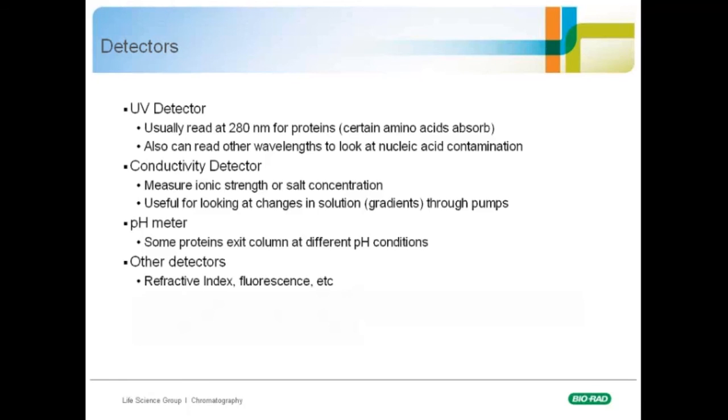If you're using pH in your experiments as some type of differentiator, you might want a pH meter, and that's something that you will often see online, most often after a UV detector. And some people are interested in other types of activities such as fluorescence, and they might have an external detector attached to their chromatography system as well.